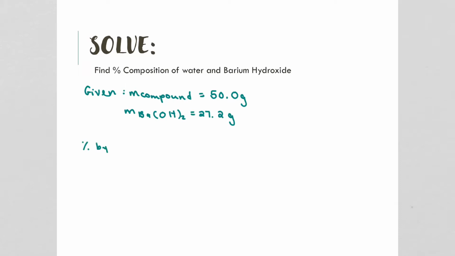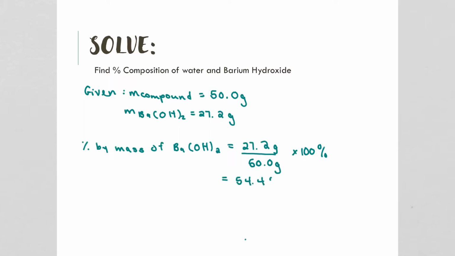So the percent by mass of barium hydroxide is equal to 27.2 grams out of the 50 grams, so it's going to be just over 50%, times 100, and that's equal to 54.4% barium hydroxide, and then the percent by mass of water is equal to 100% minus 54.4, which is equal to 45.6%.